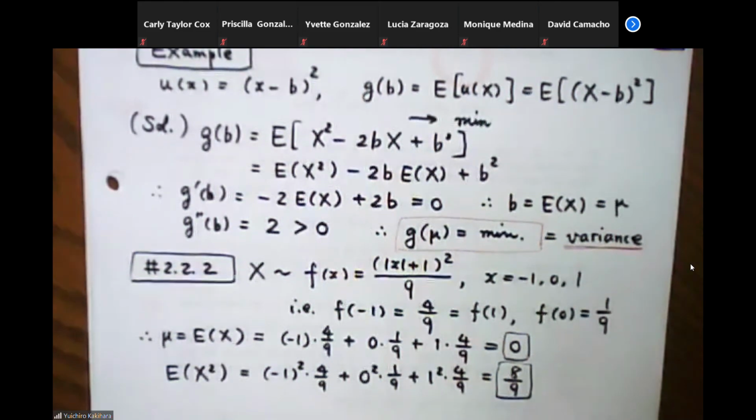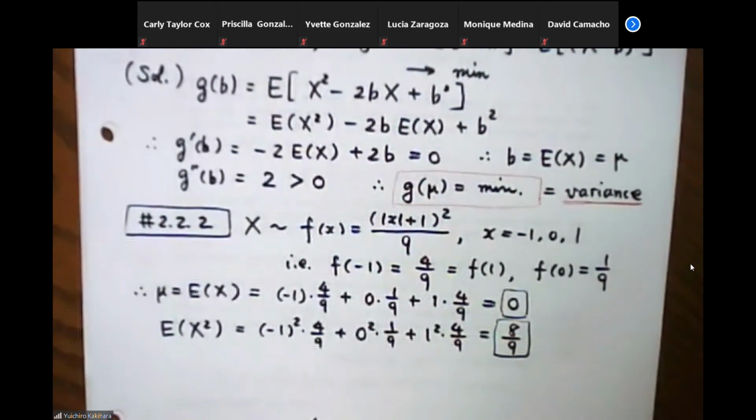And then finally, what about the expectation of 3x squared minus 2x plus 4? Okay, let's calculate this expected value. Expectation of 3x squared minus 2x plus 4.